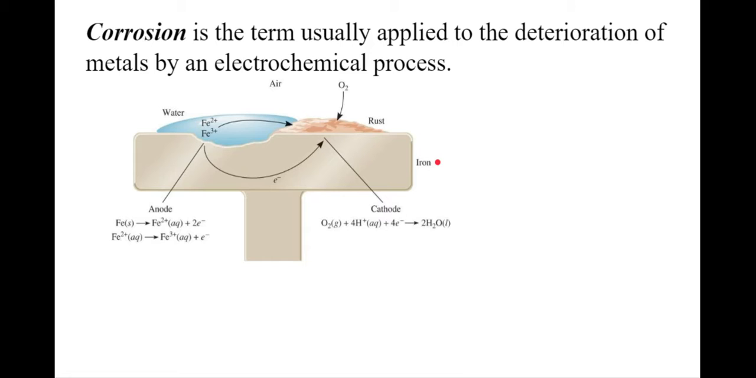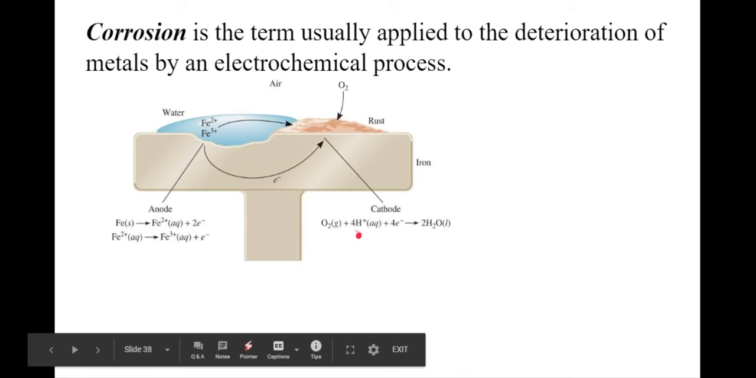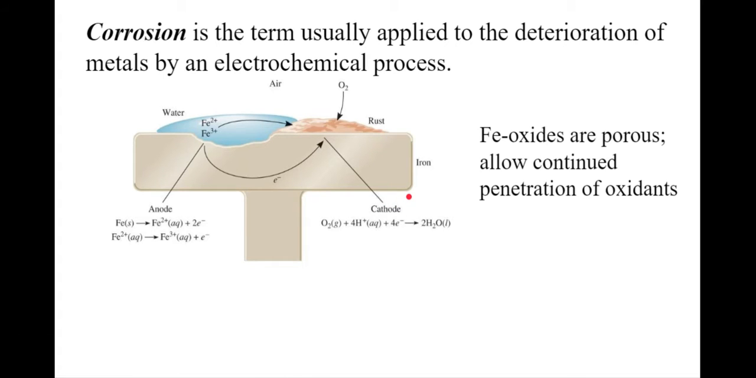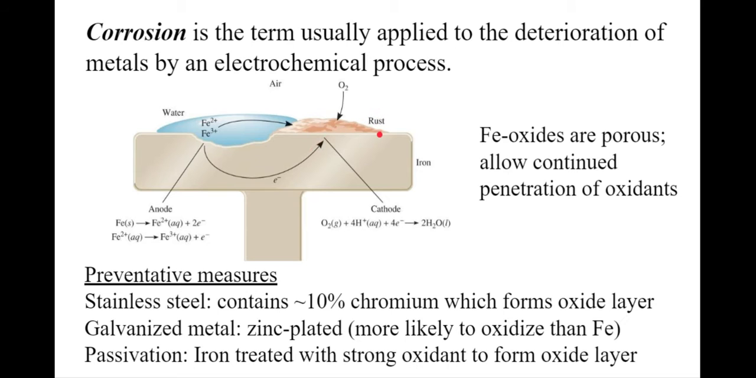Corrosion. When we talk about iron rusting, we call that corrosion. It's a deterioration process, and it is electrochemical. It's redox. We get iron turning into things like iron 2 and iron 3, where things like oxygen serve as the cathode and get reduced. Iron specifically is very porous, and that's why it can continually corrode through. As it rusts, more and more oxygen can still get through to keep eating away.